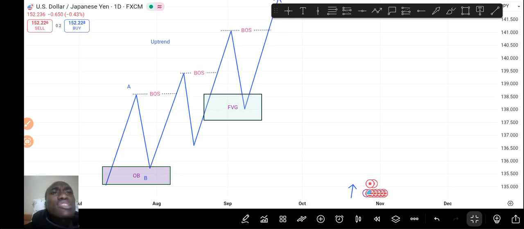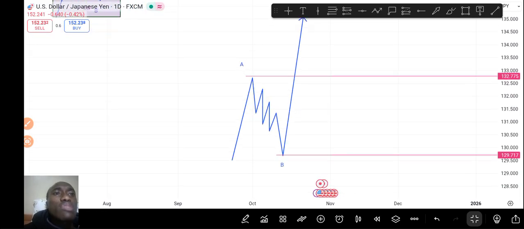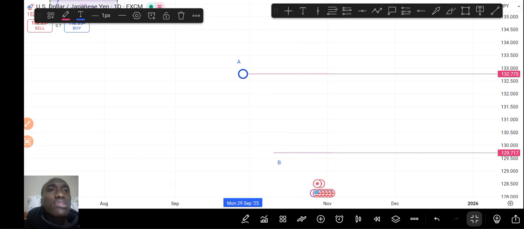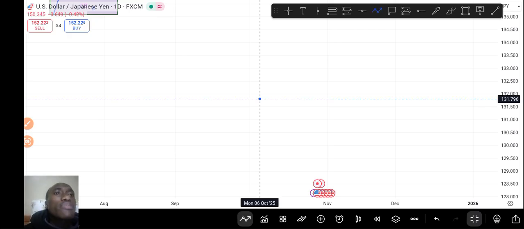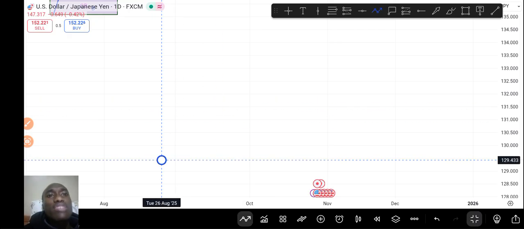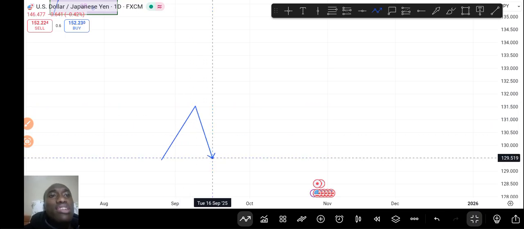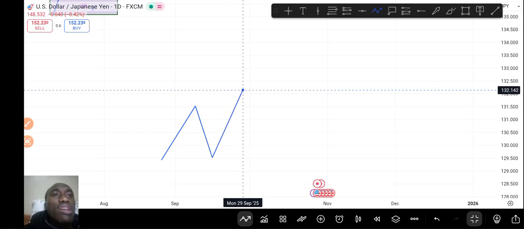Now, what about the change of character? Let me just use this point A and B. Let me make another one very fast so that we can learn. Now, when we are talking about change of character, this is what I mean. This is our lowest price. It is making higher highs and higher lows. It retraced, and then it went up, broke structure, and then it came back.